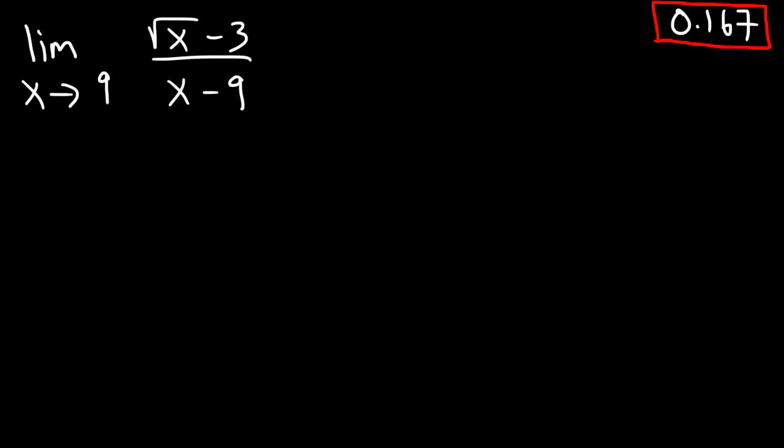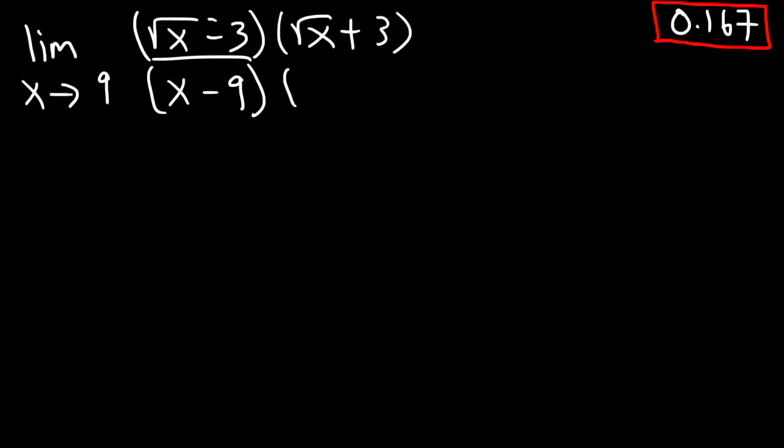But if you have a free response test, then you have to show your work. Whenever you have a square root inside a fraction, what you want to do is multiply the top and the bottom by the conjugate of the numerator. In this case, by the square root of x plus 3 as opposed to minus 3. So don't forget to change the sign. And whatever you do to the top, you must also do to the bottom.